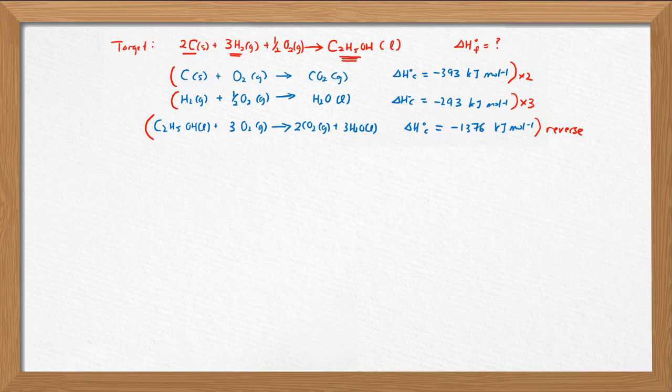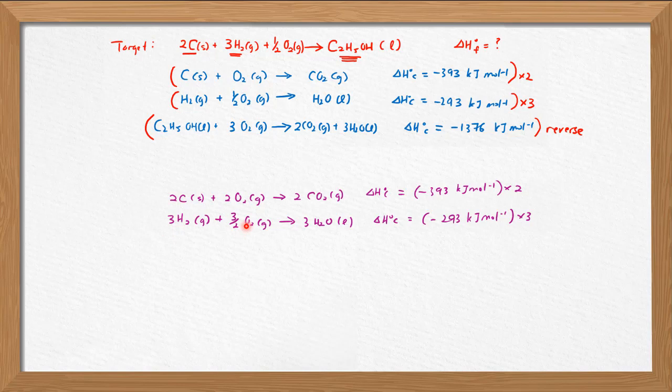After we solve this, 2C plus 2O2 to produce 2 carbon dioxide, the enthalpy is multiplied by 2. I leave it like this first to show that I have already multiplied by 2 in this case. Then the second equation, 3H2 plus 3 over 2 O2 to produce 3H2O, enthalpy multiplied by 3. And the last one, we reverse the whole equation to become 2CO2, change the positions, and then 3H2O, to produce 1 mole of ethanol and 3 moles of oxygen. So for the enthalpy of combustion, we reverse the sign from negative to positive.